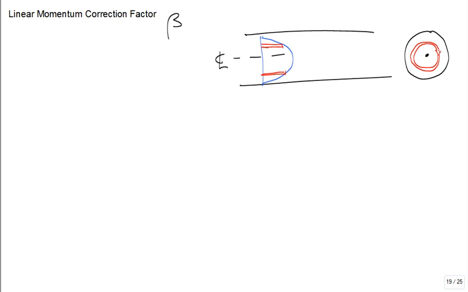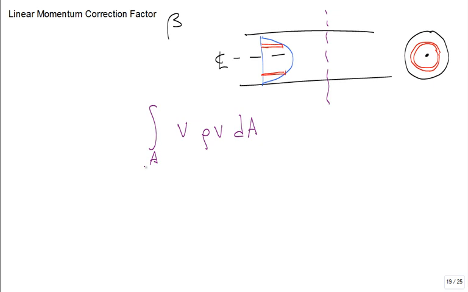Now, if I wanted to calculate the linear momentum flow rate through some section of the pipe right here, I'd have to do a summation over all these little area rings of the density times the velocity. That gives me the mass flow rate in that ring. Then multiply it by V to get the linear momentum flow rate in that ring, and then sum up over the area for all of the rings.